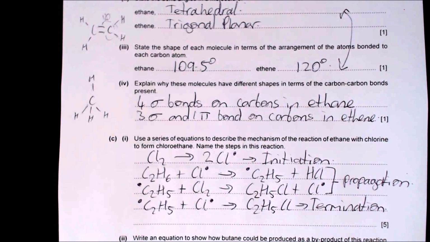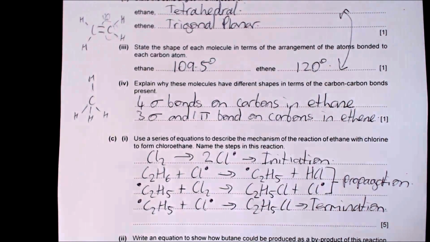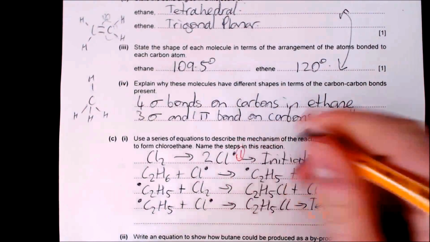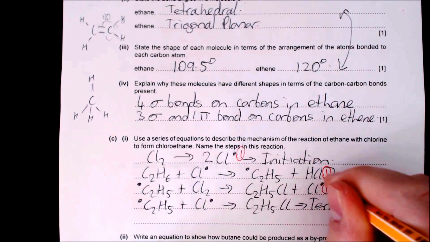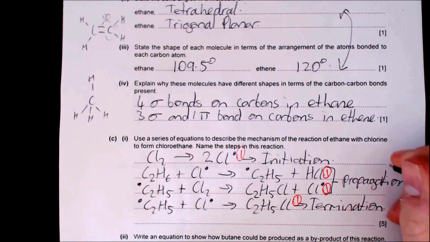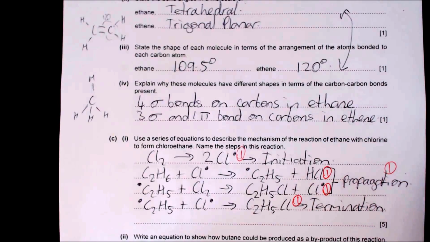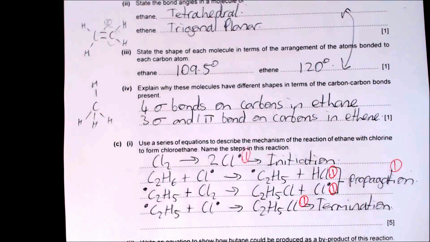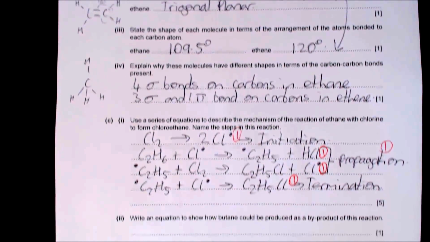Right. Okay, so this is five marks. So we have 1 mark here, 1 mark for this step, 1 mark for this step, 1 mark for this step, and then 1 mark for labeling each of the steps here: initiation, propagation, termination. So 5 marks, a good chunk of marks there. So that's good. Cool.